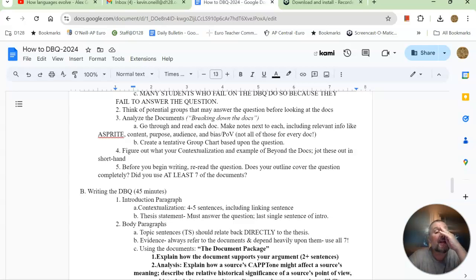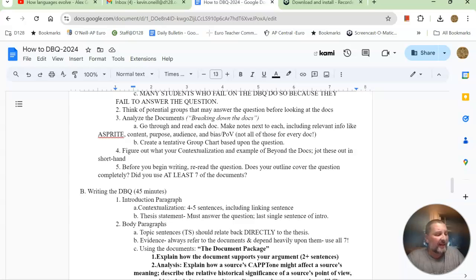Then you're going to take a minute and figure out what your contextualization is going to be. How am I going to put this into context? What am I going to say about what is going on before? And then also think about your beyond the docs. You're just going to jot these down: here's what I'm going to write about, and here's what my beyond the docs is going to be about.